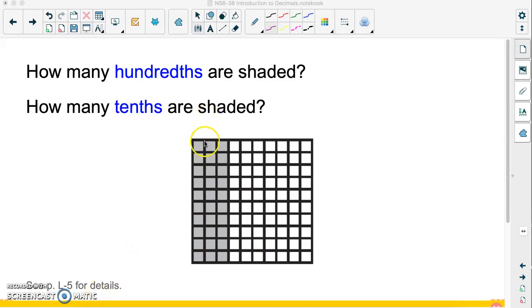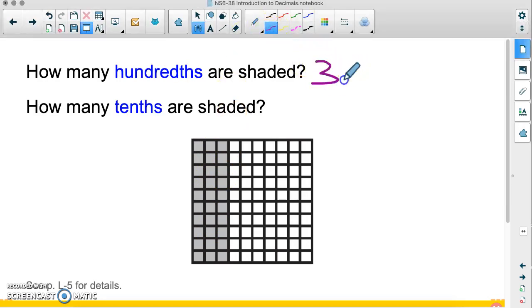Well, we can see that each one of these cubes, remember, is a hundredth. So if I counted all these cubes that are shaded here, you would find that 30 of them are shaded. How many tenths are shaded? Well, a tenth would be one whole column. So 1, 2, 3 tenths are then shaded.